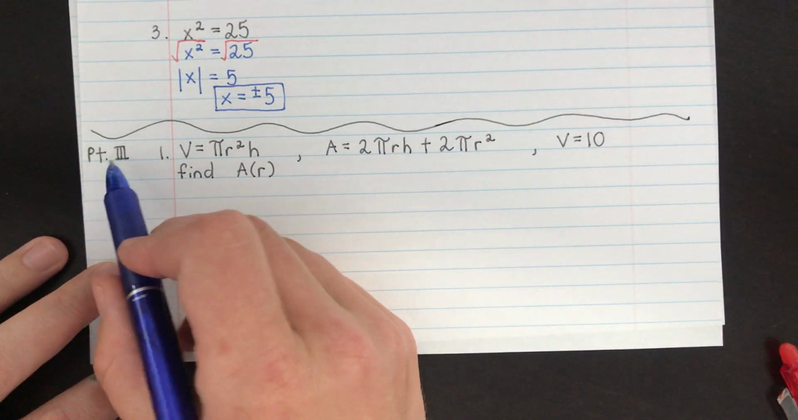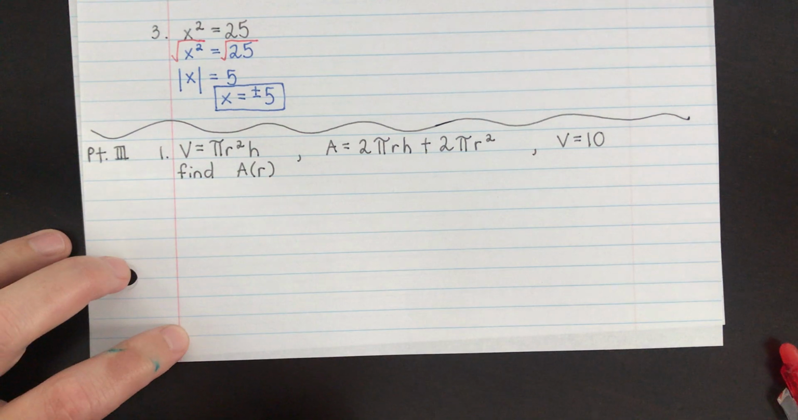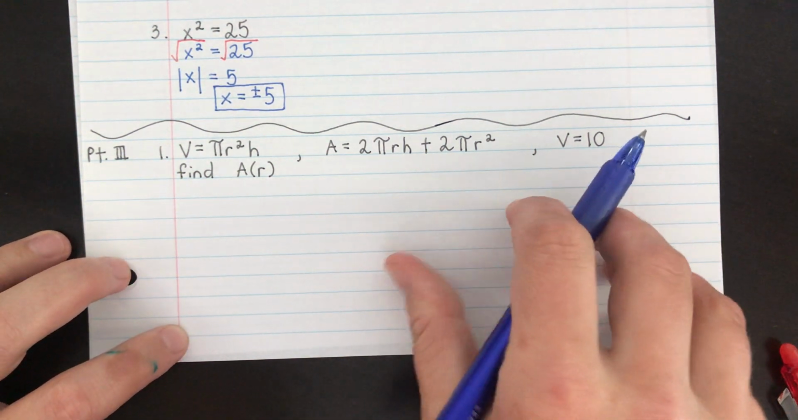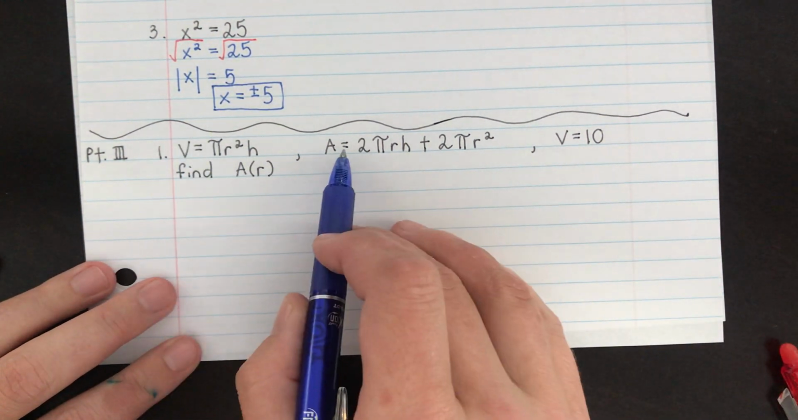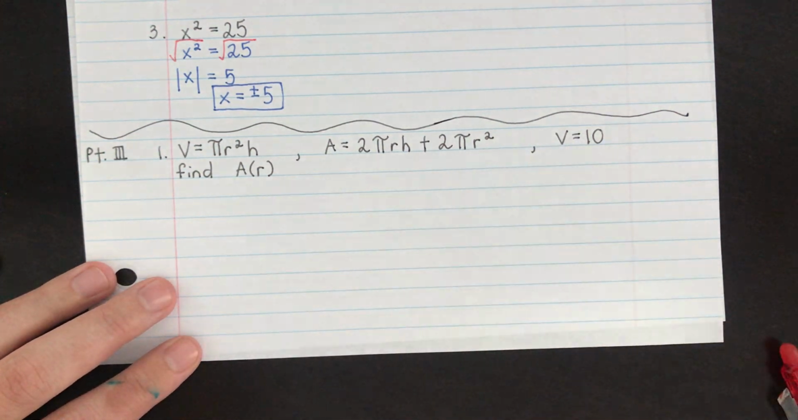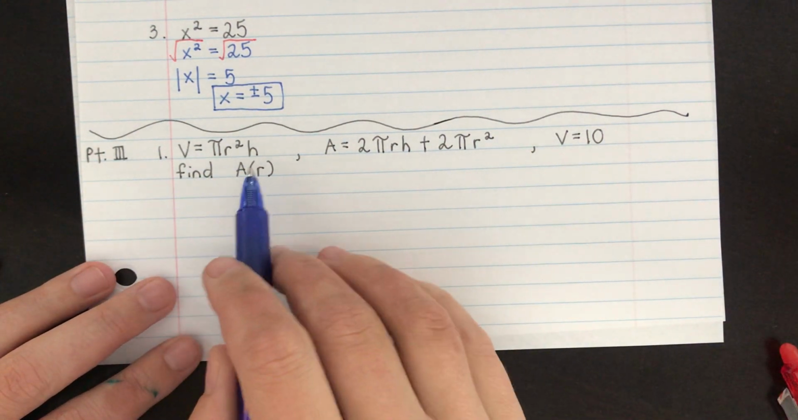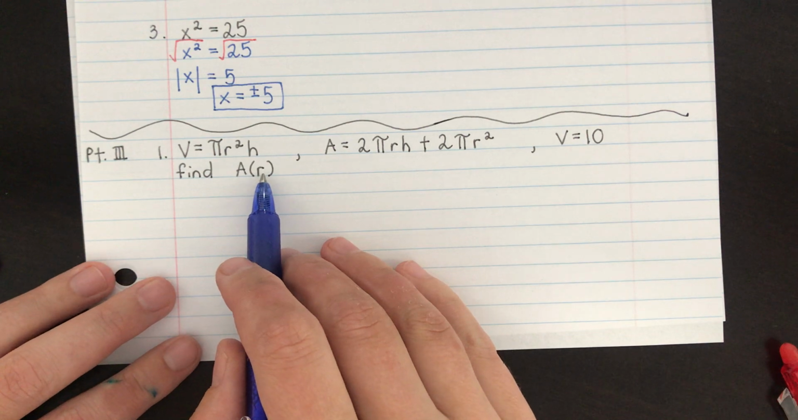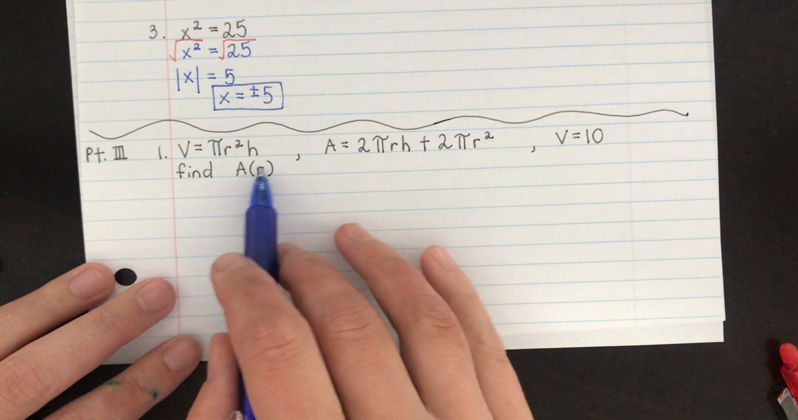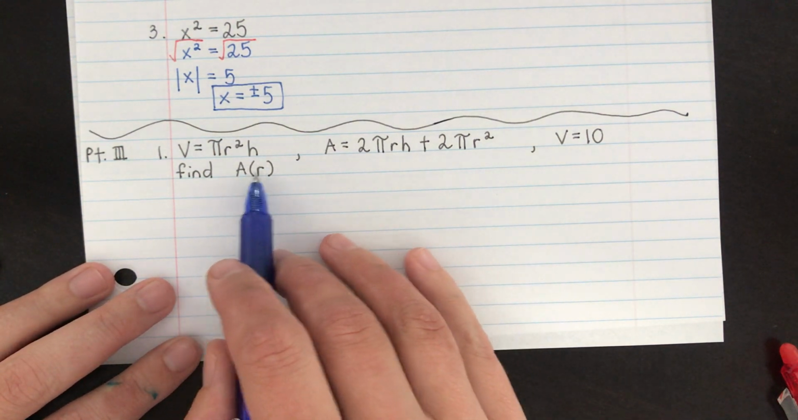for today. So in part 3, we're finally to the literal equations. So you've got these 3 equations, one that deals with volume, one that deals with area, and then this one that deals with volume, and you're asked to find A in terms of R. So remember, this tells us what we need to find for our final answer, A in terms of R.